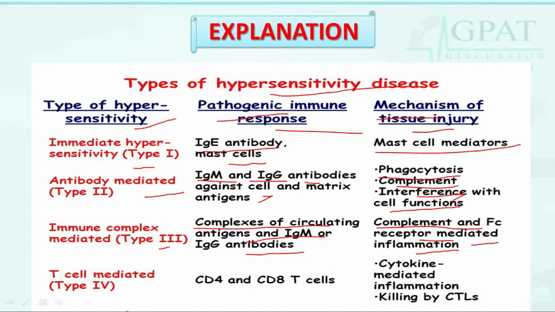Coming to the last one, that is T cell mediated. Students, sometimes the question may also ask what is type 1. So it is immediate hypersensitivity, second is antibody mediated, third is immune complex mediated, and fourth is T cell mediated. So coming to the last one, the pathogenic immune response is CD4 and CD8 T cells. What is the mechanism of tissue injury? Cytokine mediated inflammation, or killing by the CTL cells. So it's all about this question, students.